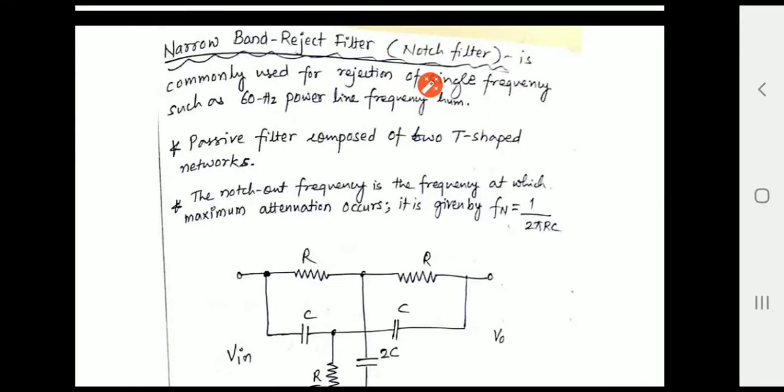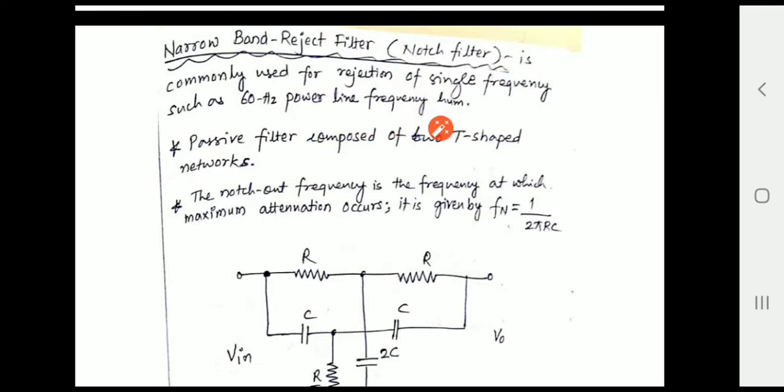Okay, so now we'll move on to the next topic, that is the narrow band reject filter. It's also called a notch filter. I'll explain why we call it a notch filter. It is commonly used for the rejection of a single frequency, such as 60 Hz power line frequency hum.